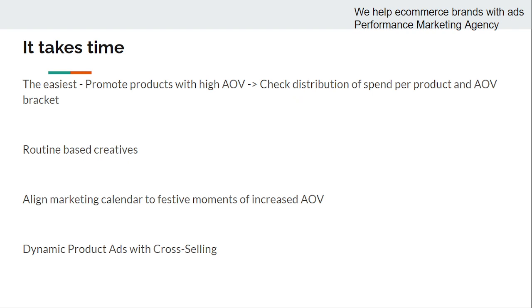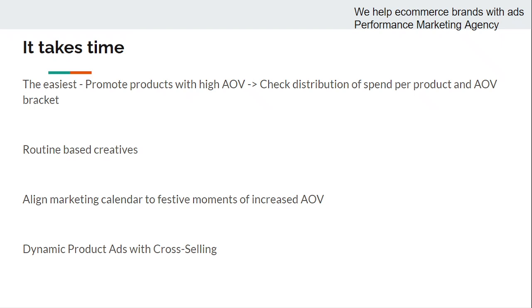Number 2, check distribution of spend per product and AOV bracket. Whenever you are trying to promote a product, check the distribution of spend between each of the products you are promoting and what the AOV bracket is. These products are in 0 to 500 and are getting 10% of my ad spend. 500 to 1000 is getting 20% of my ad spend. So like that you can distribute your ad spend better and promote products which have higher average order value.